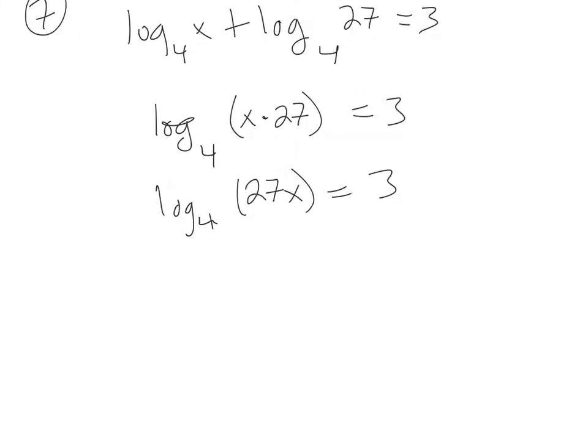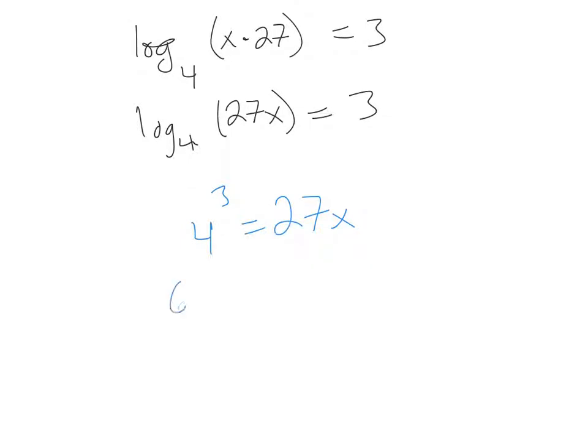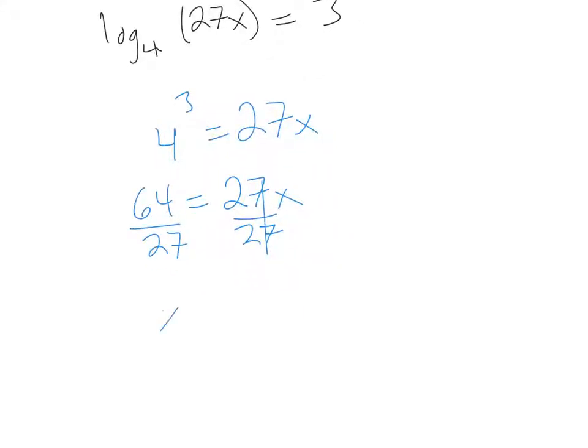Using exponential form, let's set that up. So you've got 4 cubed equals 27x. Okay, simplify on the left. 4 cubed is just 64. 27x on the right, divide by 27 on both sides, and you end up getting x equals 64 over 27. You can just leave it like that. That's fine.